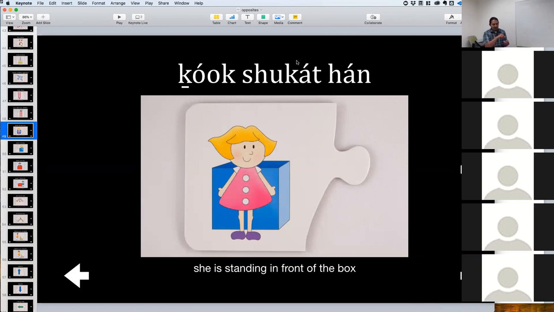Then we could start, as we start learning more of these things, like in front of, behind, in, around, we'll start learning how to manipulate those so that you could say, she's standing near the box, she's standing in the box, she's standing behind the box.